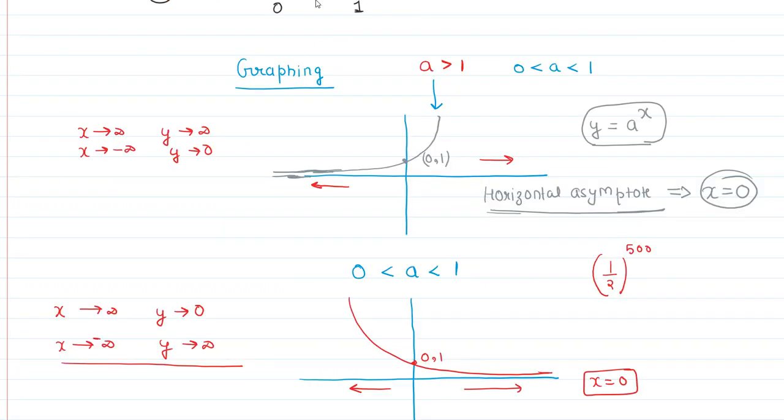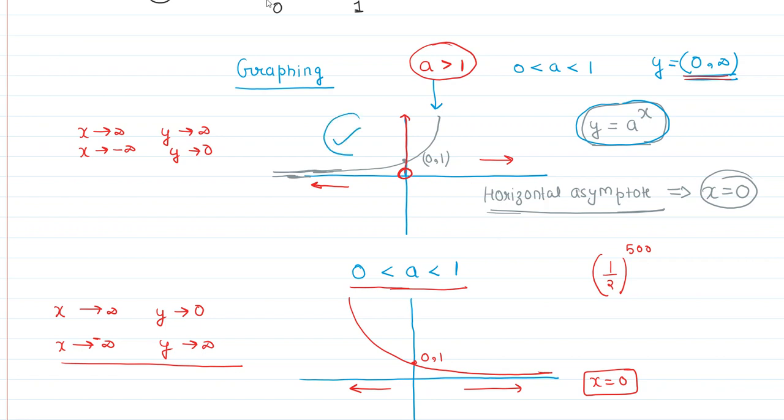And there is one important point to note here, that the range of the function is from 0 to infinity. Okay, from 0 to infinity. It does not touch 0. So 0 to infinity, that is the range, and 0 is not touched. So this is the range of this function, in both the cases, when a is between 0 and 1, and when a is greater than 1.